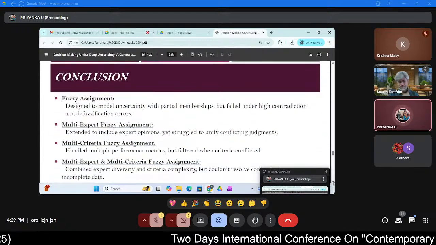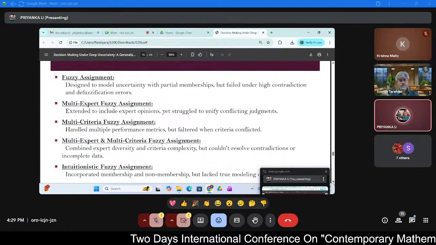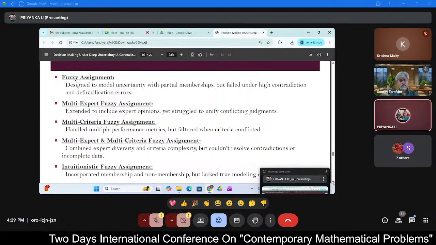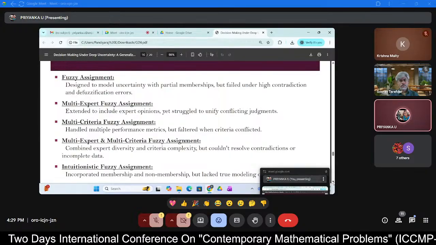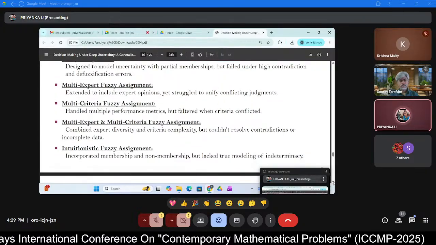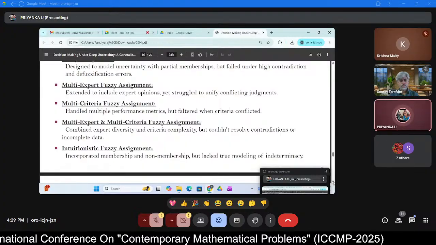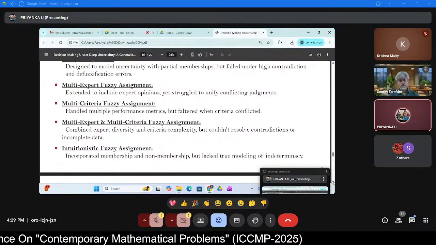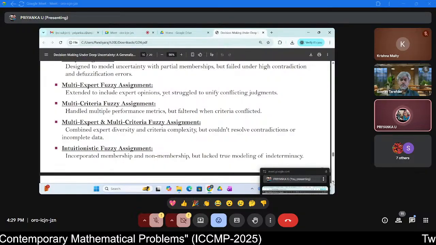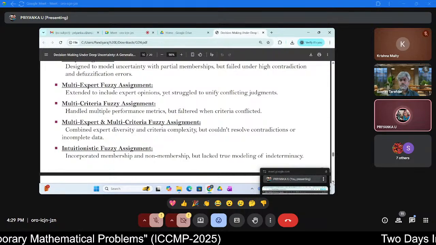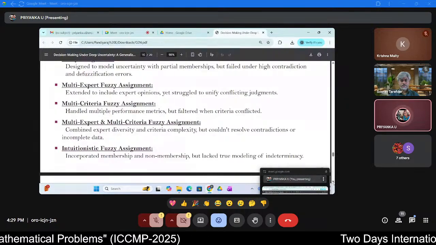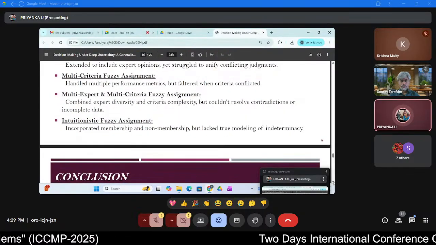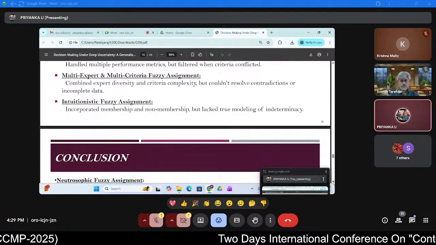Conclusion. Fuzzy assignment is designed to model uncertainty with partial membership but failed under high contradiction and new defuzzification errors. Multi-expert fuzzy assignment extended to include expert opinions yet struggled to unify conflicting judgments. Multi-criteria fuzzy assignment handled multiple performance metrics but faltered when criteria conflicted. Multi-expert and multi-criteria fuzzy assignment combined expert diversity and criteria complexity but couldn't resolve contradictions or incomplete data. Intuitionistic fuzzy assignment incorporated membership and non-membership but lacked true modeling of indeterminacy.